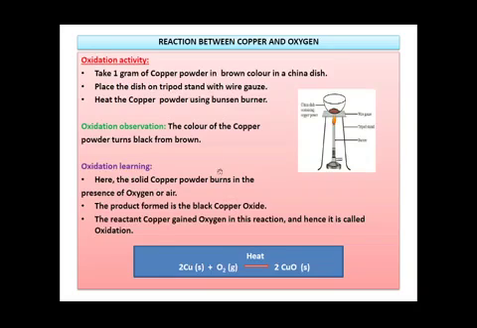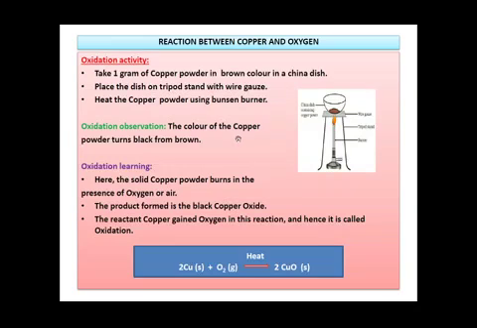Let us learn oxidation and reduction through some activities. How does the activity go for oxidation? 1 gram of copper powder is taken in a china dish. The copper powder is brown in color. A tripod stand is taken and a wire gauze is placed over it, and above it this copper powder in the china dish is placed. A Bunsen burner is kept down and the heating starts.